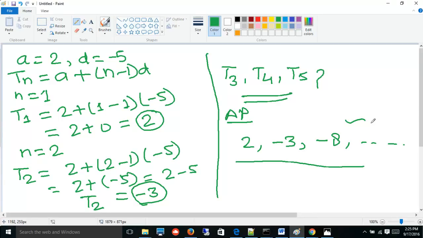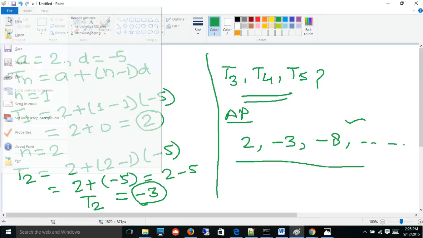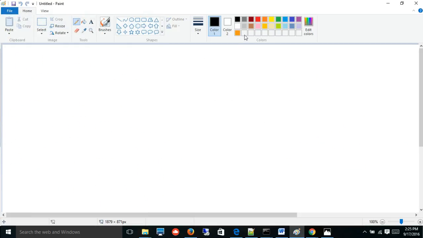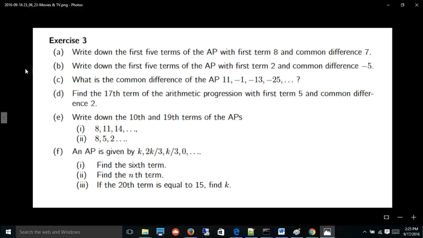Now I'm moving to the next question. So what is the next question? Okay. So what this next question is saying, see, what is the common difference of AP 11, minus 1, minus 13, minus 25. So they are asking to calculate the common difference. Okay.